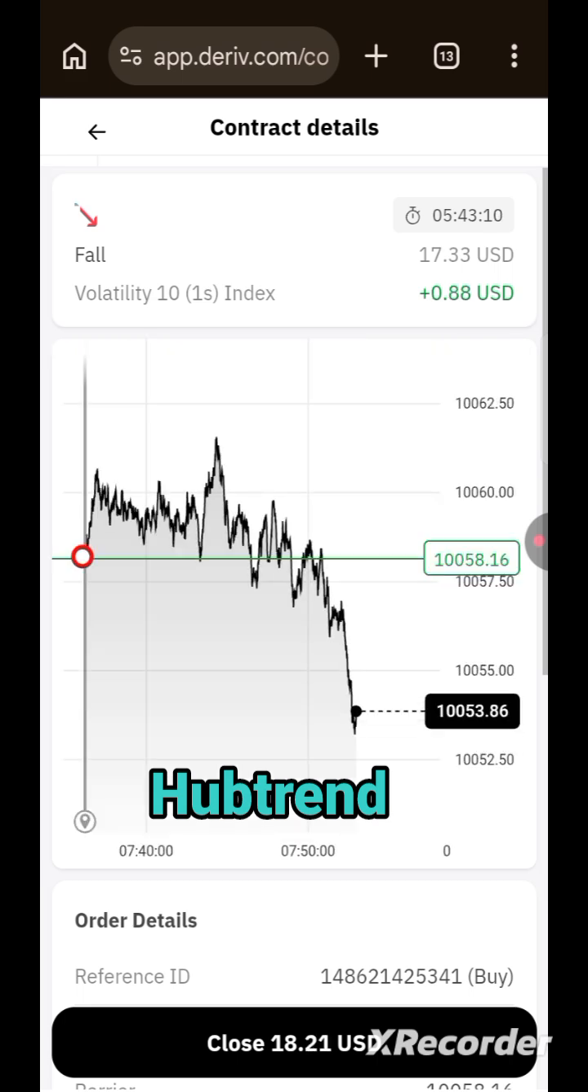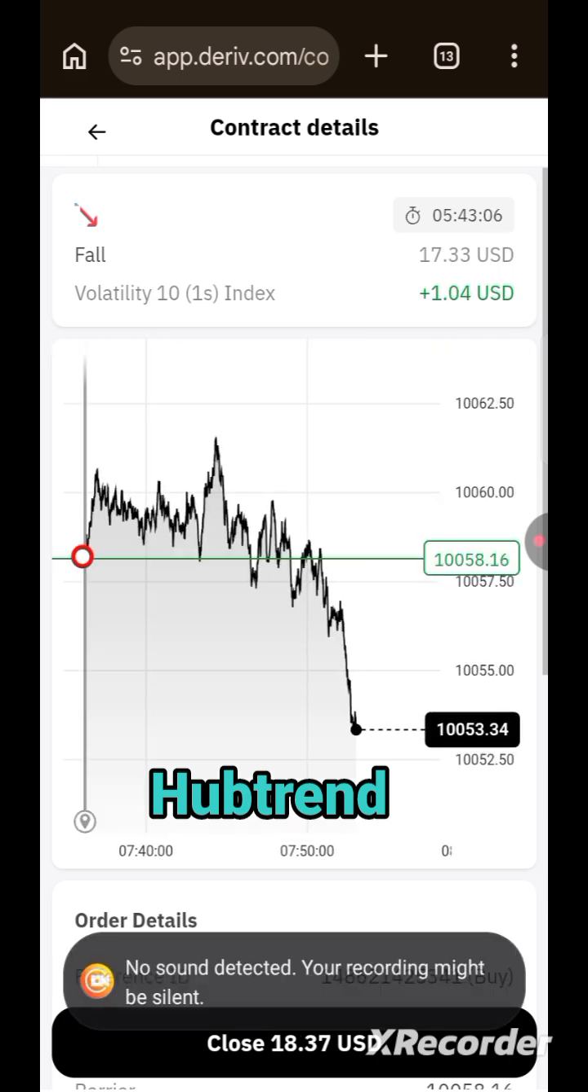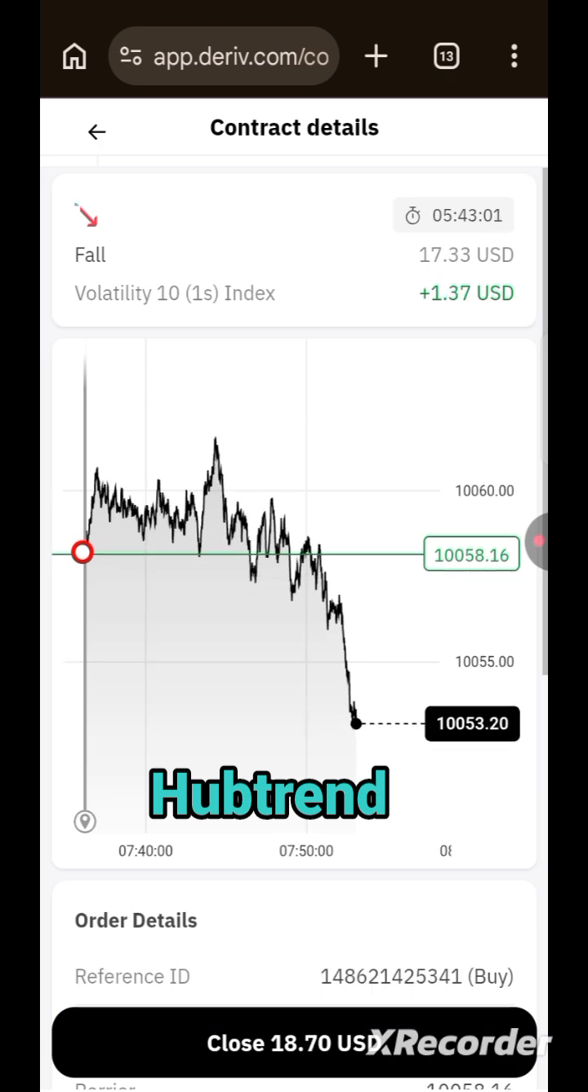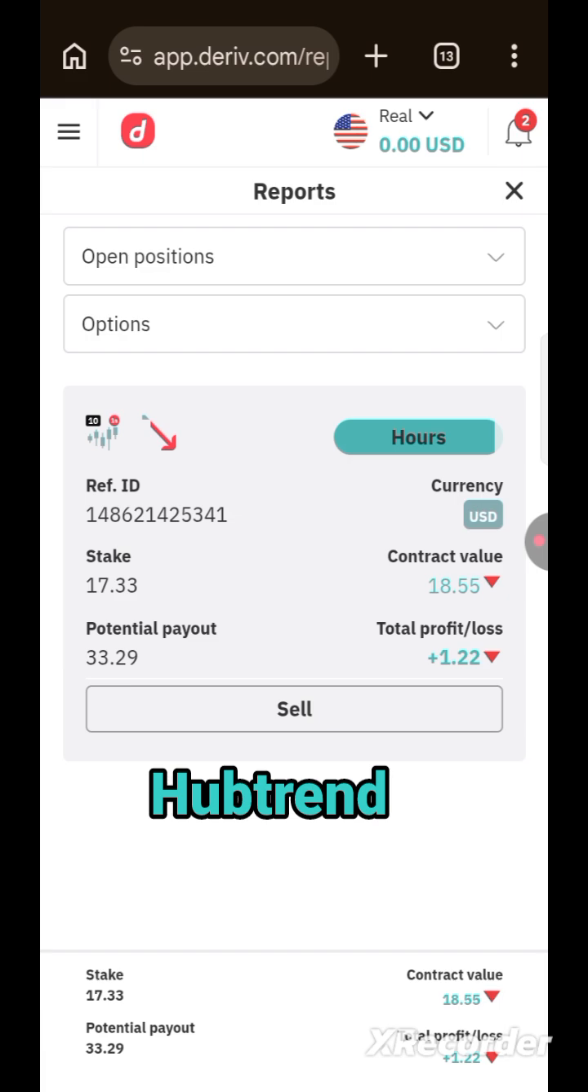So as you can see now, it's remaining 5 hours 43 minutes for this trade to close. So let's watch and see how it will go. I think I used $17.83 to enter this trade. So let's see how it goes in the next 6 hours.